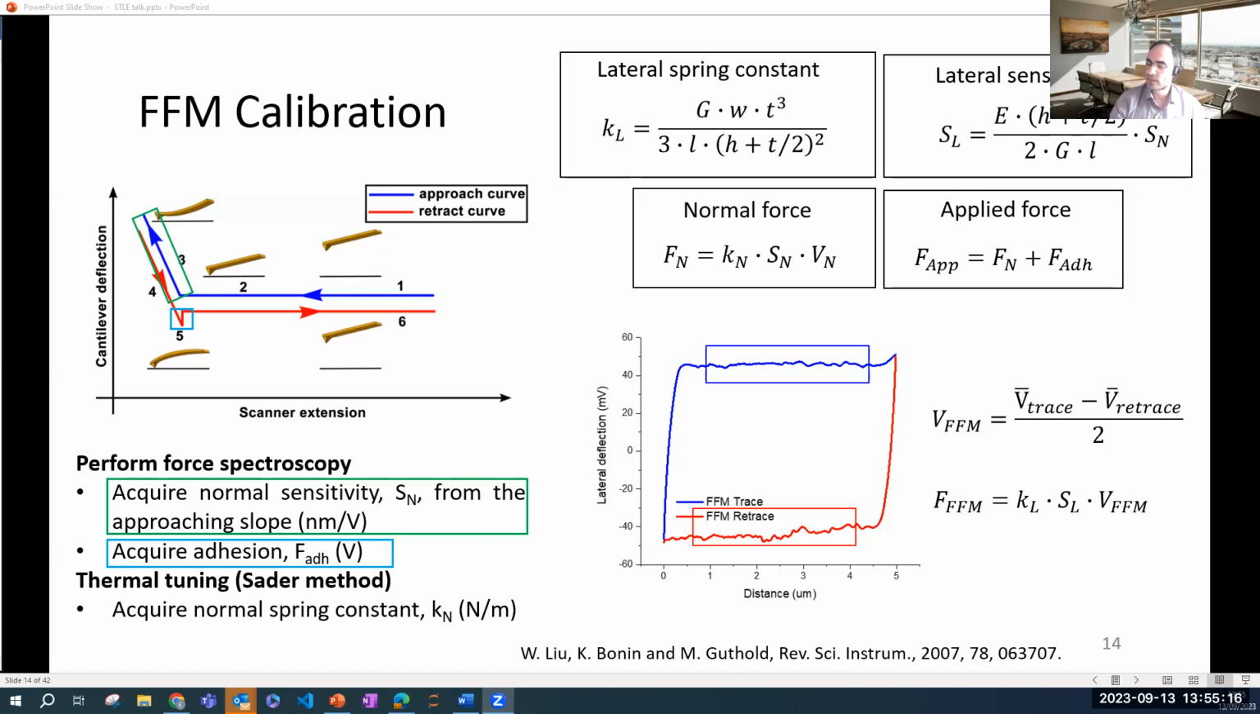Once you calibrate the cantilever to know how much it bends with a specific force, you then do a friction loop, where you run your cantilever back and forth on the surface. Then you can calculate how much friction force is developed between the two surfaces.